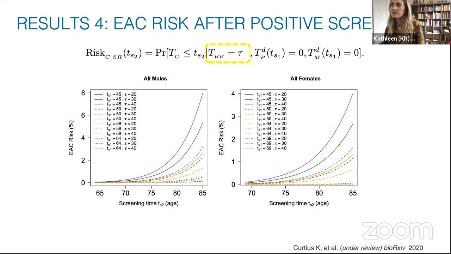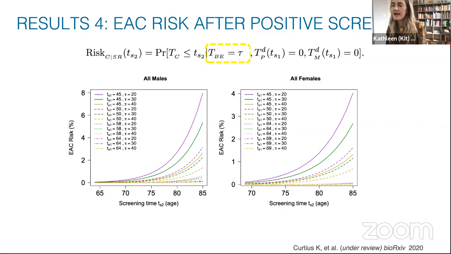So if you compute this for different initial screening ages and different taus, you can see that the future EAC risk up until age 85 depends on when the first screening occurred, which is not taken into account in surveillance strategies now, and also when that tau happened, so when the initiation of Barrett's happened. For example, if you screened at age 50, that's these dashed lines here. In both sexes, if someone developed Barrett's at age 20, which is this purple line, versus if they developed Barrett's at age 40, there's a 2.4 predicted relative risk between those two patients.